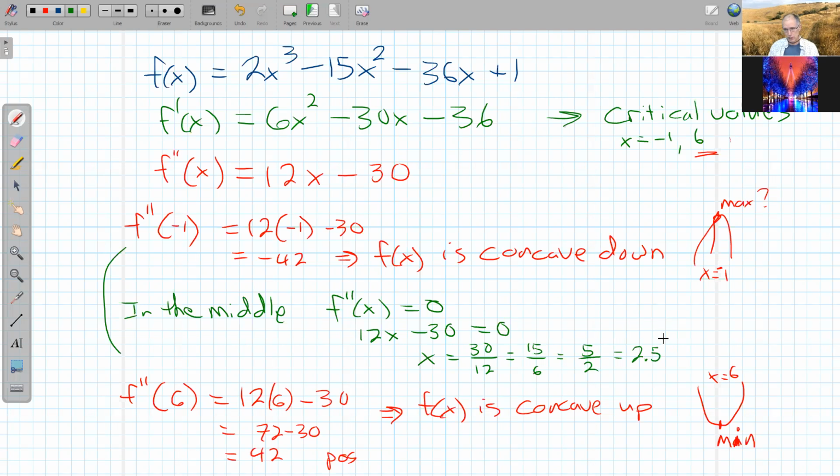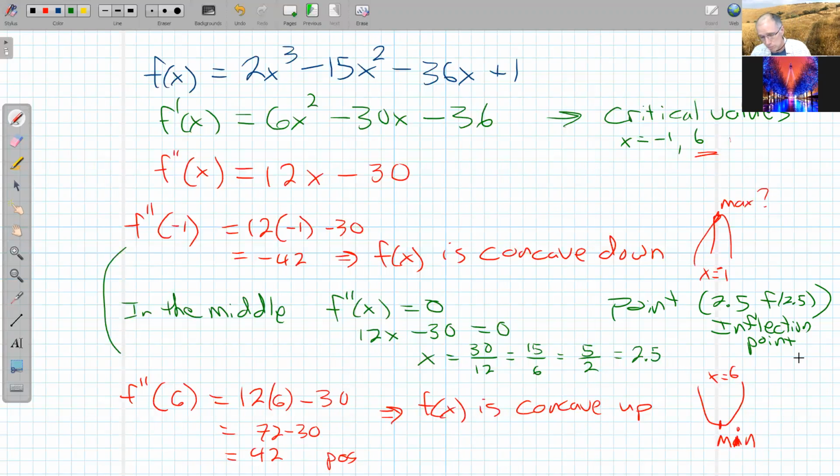So the point at 2.5, whatever f of 2.5 is, we didn't actually calculate that, is called an inflection point. And for me as a bike rider, an inflection point is a cool thing because that's when the hill starts to get less steep. And we'll talk more about that tomorrow.